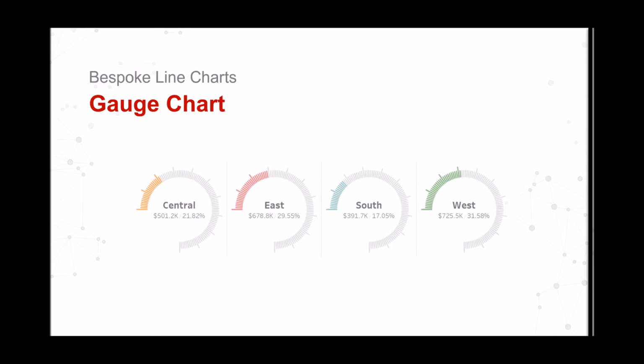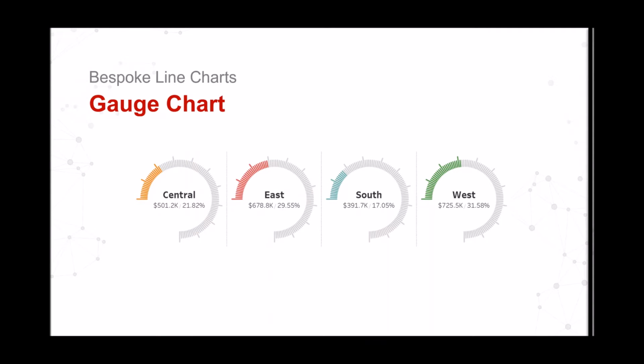Bespoke line charts, a gauge chart. And this is what it looks like. As you can see, we have lines going all the way around. We will be able to change the number of degrees, i.e. in this case it's 270, but we are going to make this dynamic. We're also going to have the extended lines as well, just for that nice gauge effect.